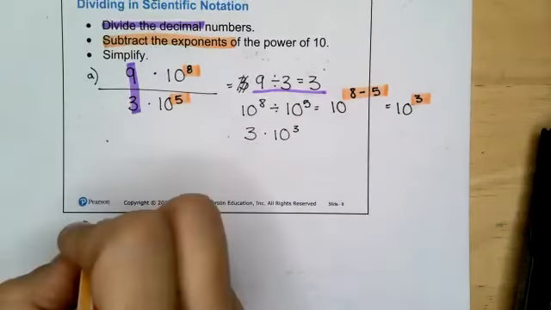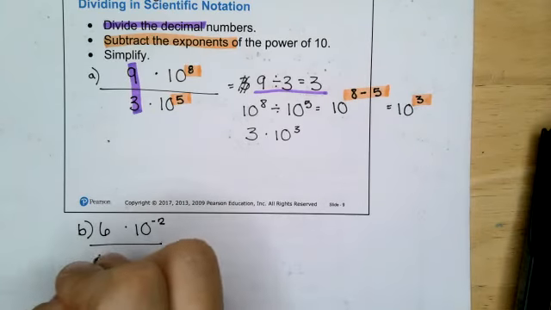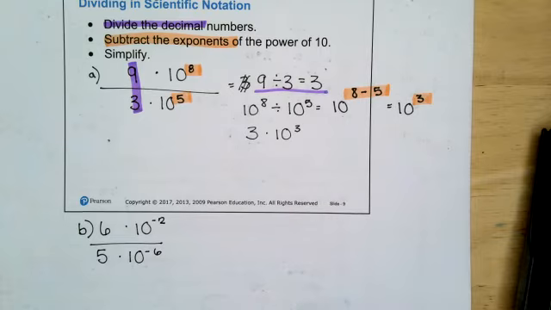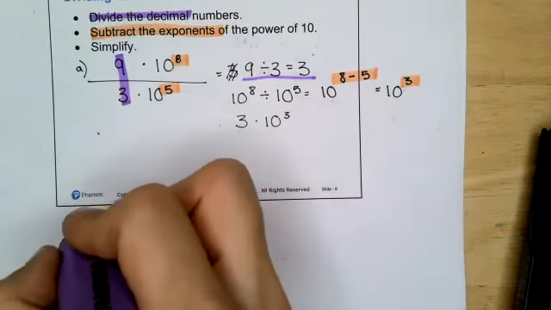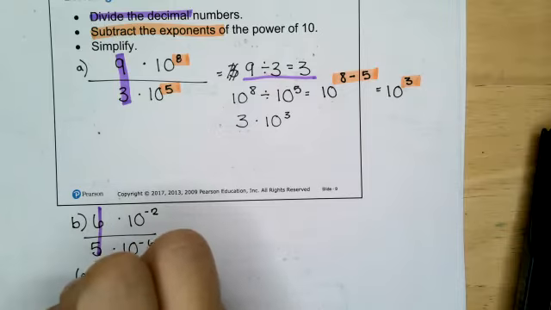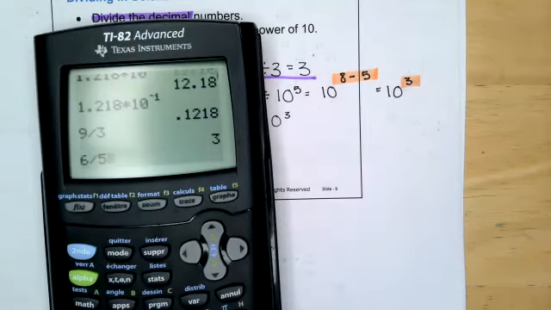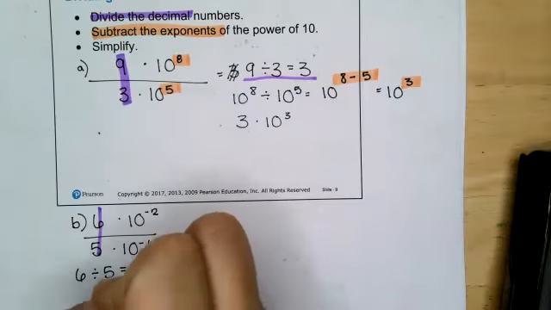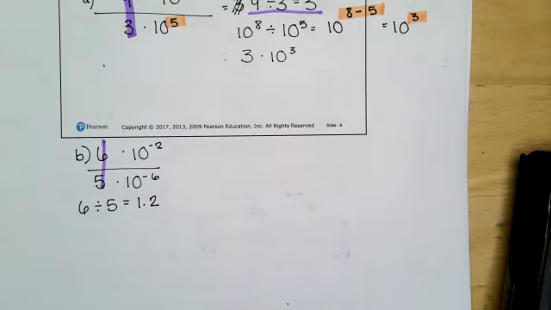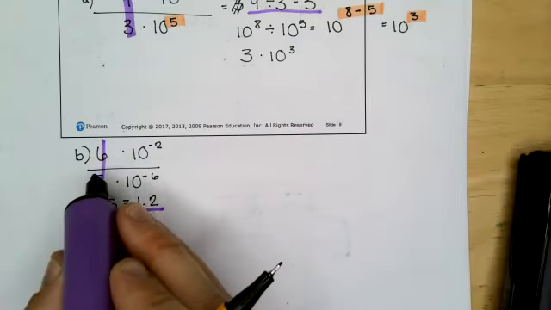Do it again. 6 times 10 to the negative 2nd over 5 times 10 to the negative 6th. Again, we are just dividing. 6 divided by 5 is 1.2. It's okay if it's a decimal, of course. So we got 1.2 when we divided 6 by 5.